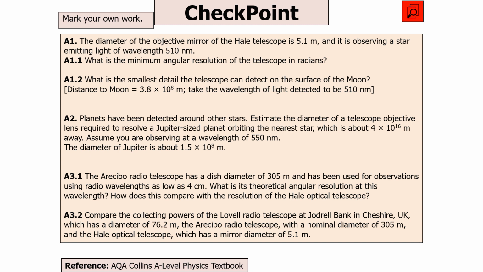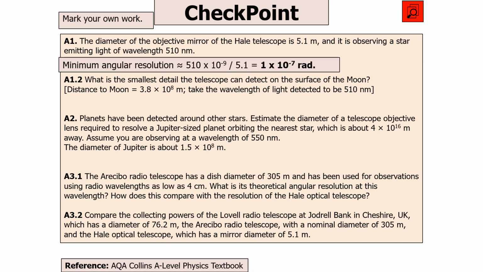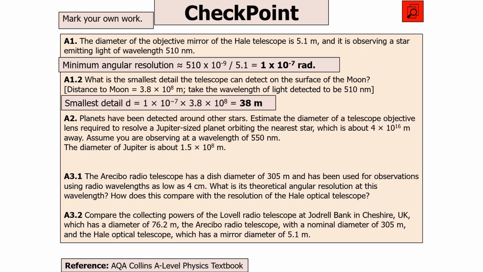Right, in this first one, angular resolution is lambda over d, the Rayleigh criterion. Make sure we're in the same units, and we get 1 times 10 to the minus 7 radians. So the smallest detail that you can see is therefore going to be this particular minimum angular resolution multiplied by the distance to it. So therefore it will be 38 meters.